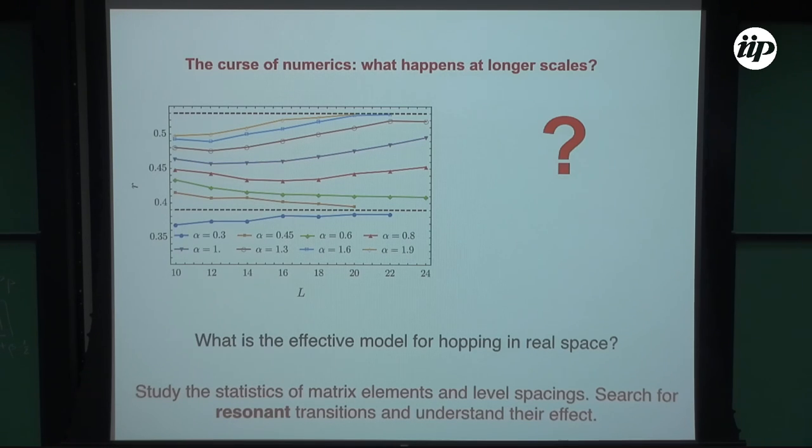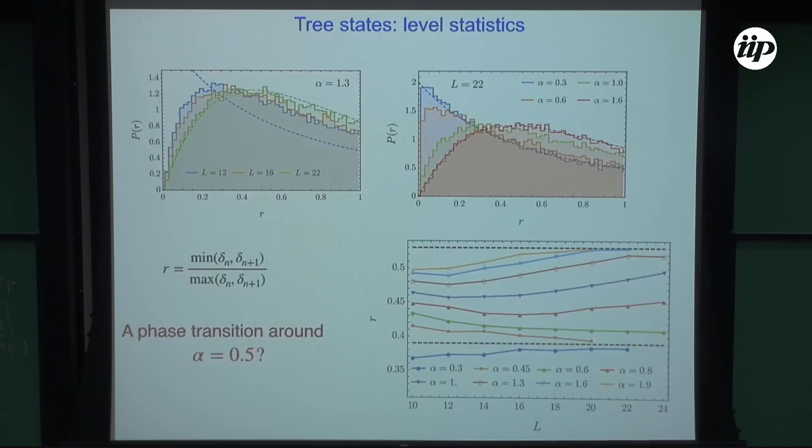Our strategy to approach this problem is somewhat similar to what was discussed. No, this is exact diagonalization. The question is whether the tree states have something to do with the true eigenstates of my system. No, all the pictures that I was showing are just exact diagonalization in the full Hilbert space.